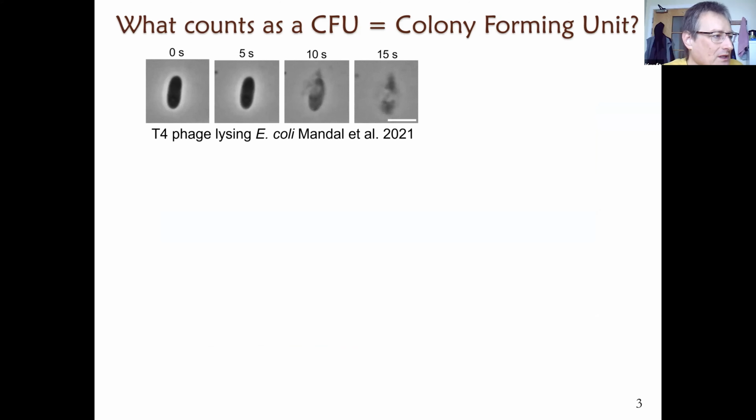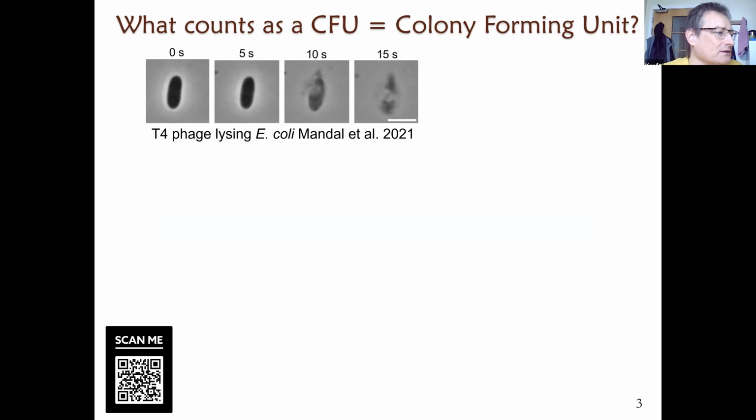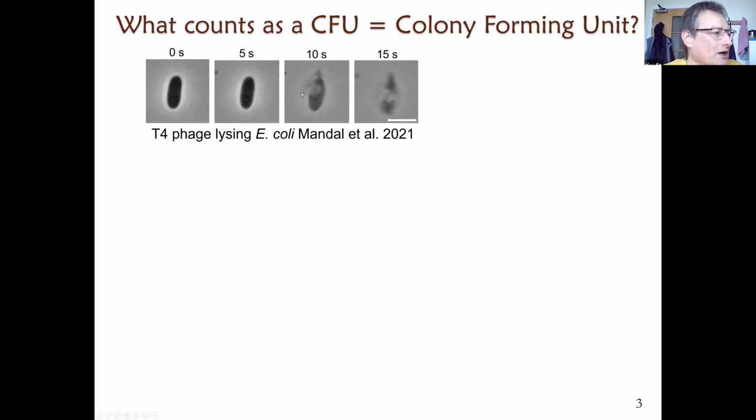And here's one example. You can see a cell of E. coli under the microscope, which is actually in the process of being lysed by a T4-like phage. So if you're plating out this cell here at time 0, will this cell form a colony on the plate or not? And that's a question I want you to think about for a few seconds before I answer it.